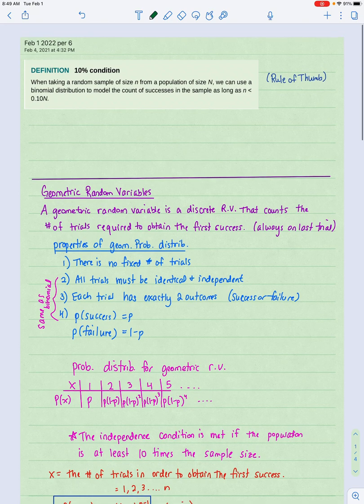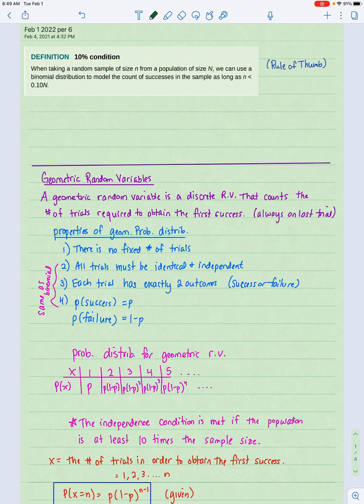The first thing I want to go over is the 10% condition. It's also sometimes called the rule of thumb. So you can copy this into your notebook. When taking a random sample size n from a population of size capital N, we can use a binomial distribution to model the count of successes as long as n is less than 0.10 of the population.